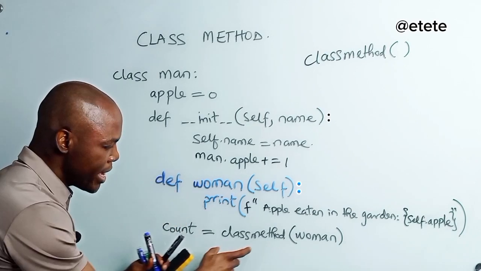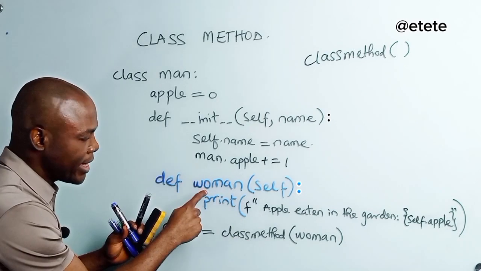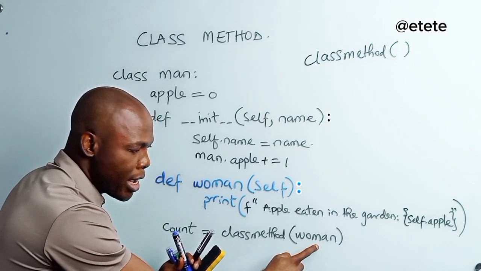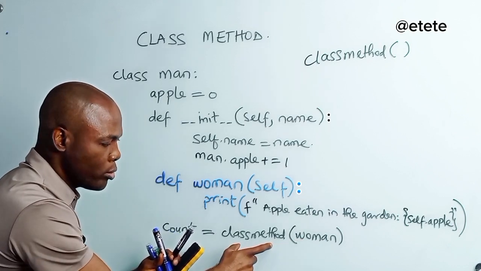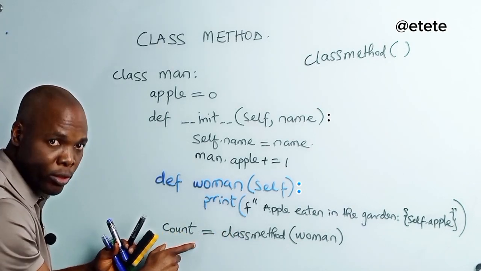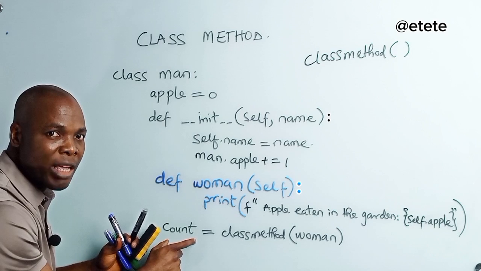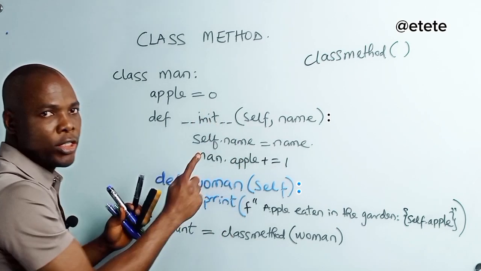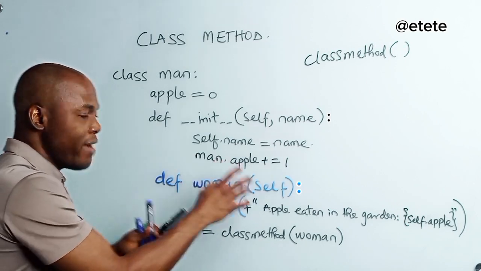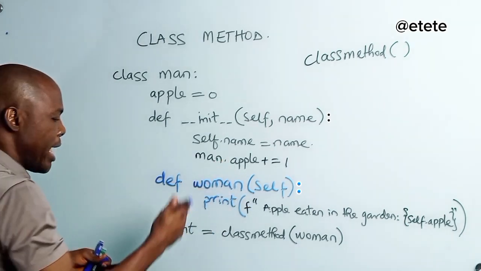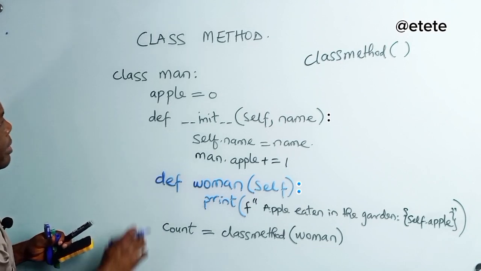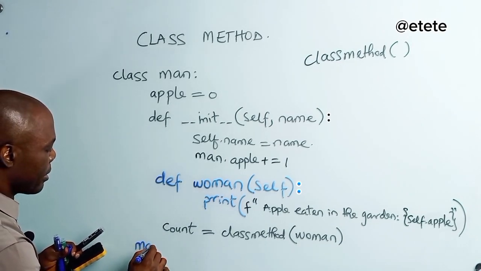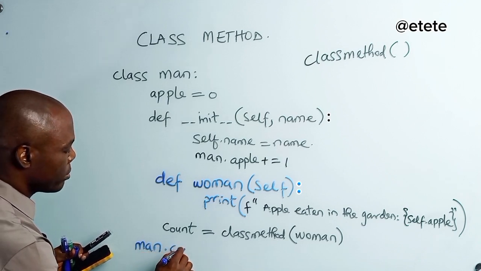But what I have done here now is that I have elevated this instance method to a class method, which is what? Supplying this woman, which is the instance method, to a class method, which converts it to a class method, right? So this count has now become a class method. So I can actually call this count without instantiating this object, right? So if I say, let's say I come here and I say class, I can say man, right? Dot count.